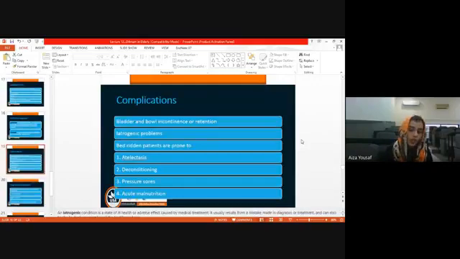Now, what are the complications in delirium? There may be bladder and bowel incontinence or retention, and iatrogenic problems, which may occur in the patient's health due to false treatment or misdiagnosis, or treatment based on a misdiagnosis. Due to delirium, a patient may be bedridden and prone to atelectasis, deconditioning, pressure sores, and acute malnutrition.